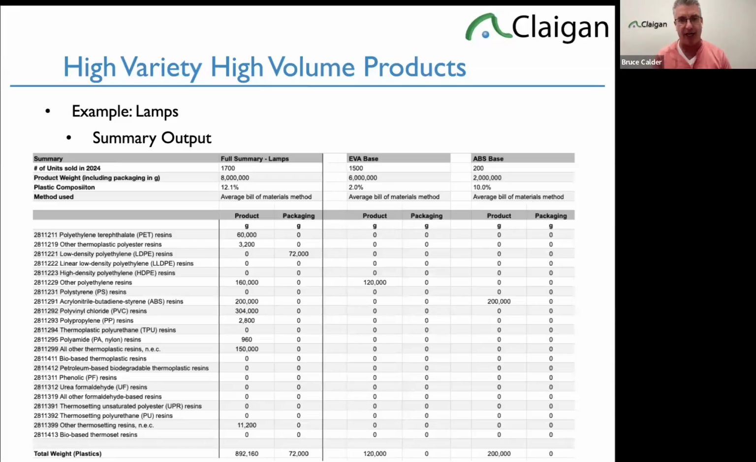And so on the far right side, this is the full answer that you'd be summarizing based on the previous page. And these are in grams. You're really reporting kilograms. And their volumes, I'm sure, are much higher in this. But it's based on, hey, we had this many choose the EVA base, this many with the ABS base. And then they all add together, because all you care about is the kilograms of each of the categories at the end of the day.